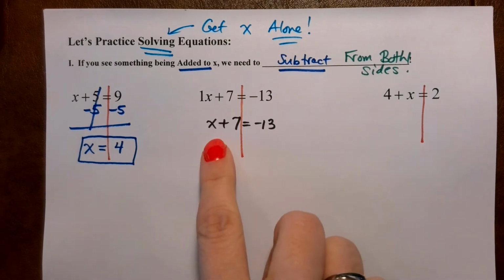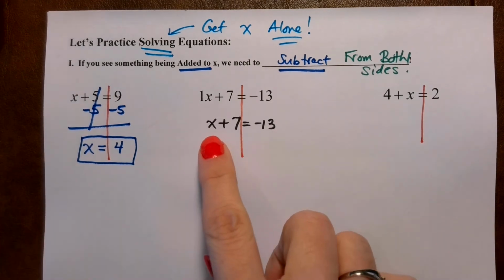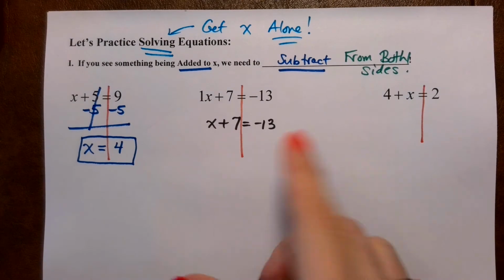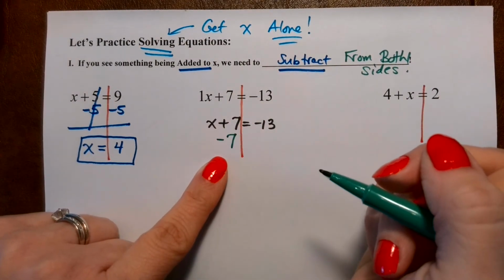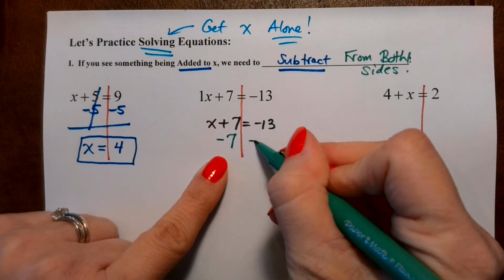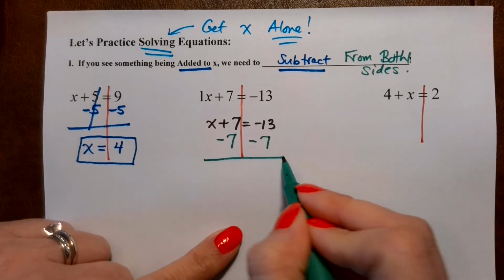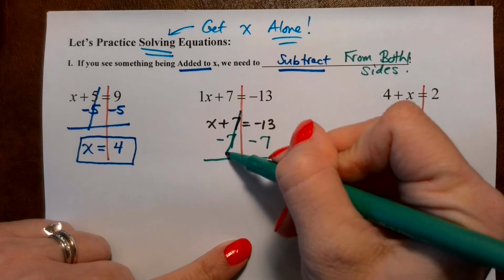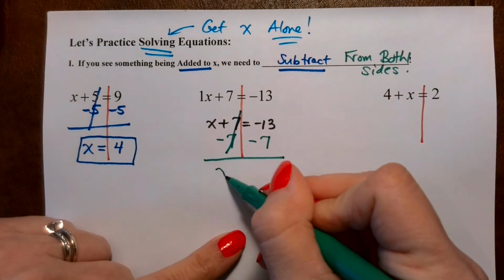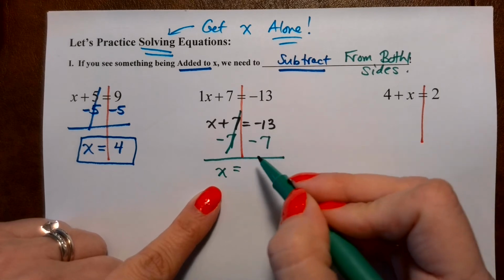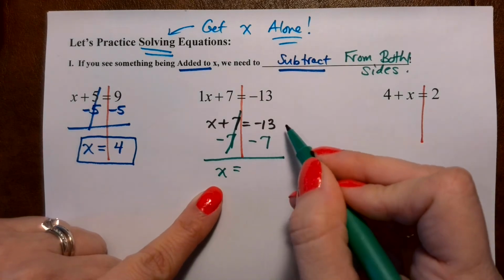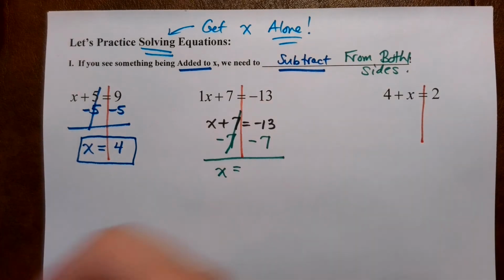Okay, now what's happening to x? X has plus 7. The inverse of adding would be to subtract 7. What you do to one side, you have to do to the other. Okay, so the 7's cancel out, and we have x now alone. Negative 13 minus 7. Go ahead and use your calculator for that.